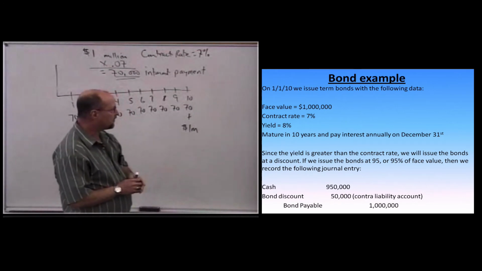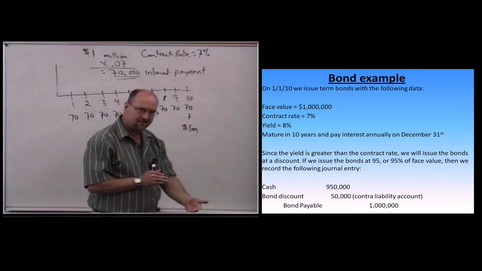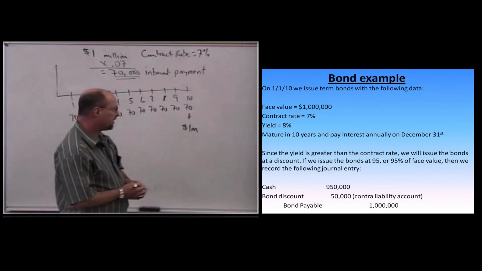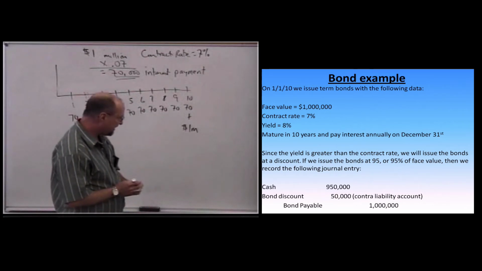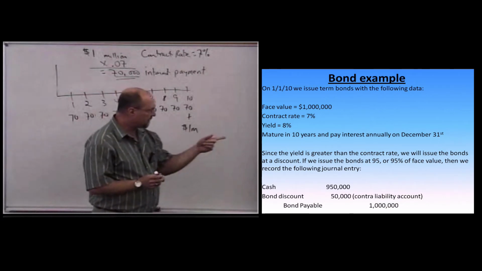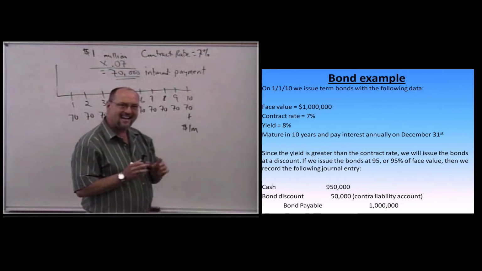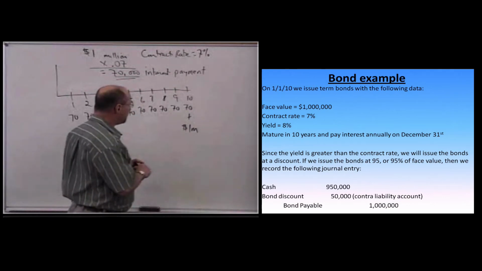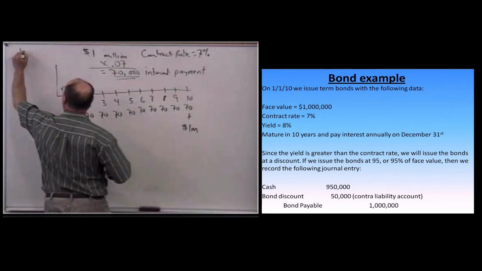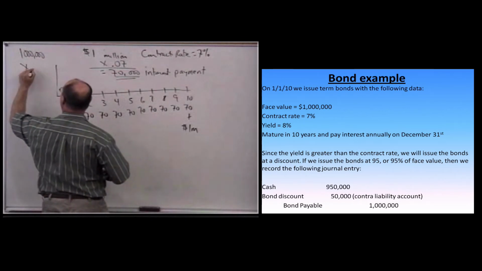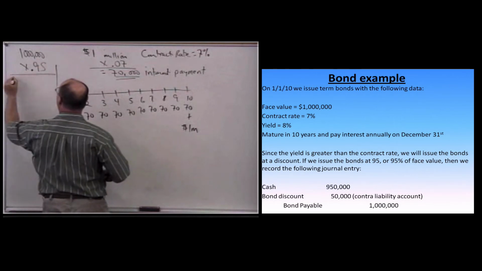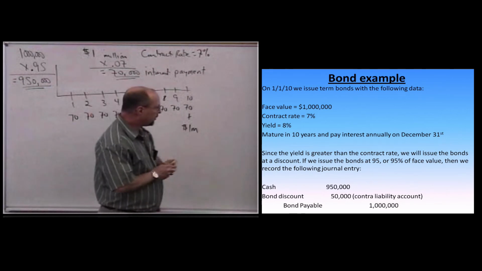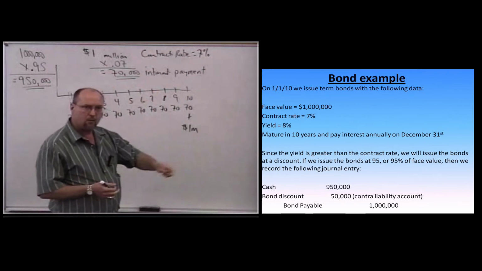contract rate. As a result, I'm going to have to charge less than the face value. I'm going to have to discount the bonds. Since the yield is greater than the contract rate, we will issue the bonds at less than face value, which is a discount. In our example, we're going to assume the bonds were issued at 95 or 95% of face value. So I multiply $1 million times 0.95, and that's going to equal $950,000. And here's my journal entry to record the bonds on the day we issue the bonds.